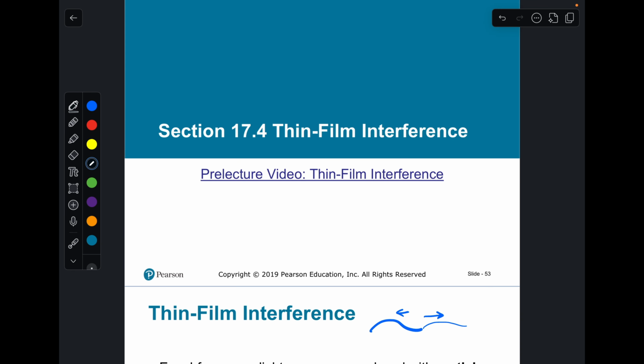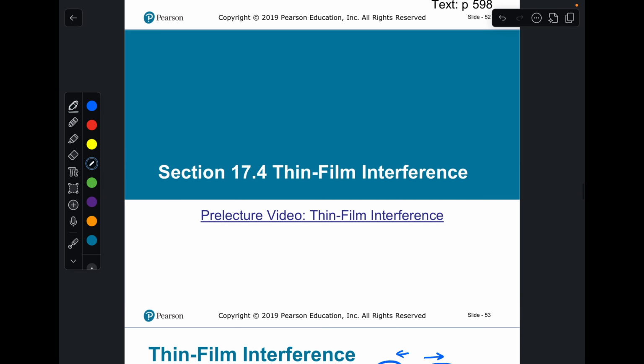So we're going to talk about another type of interference. And this one has some special rules to it, okay? This is called thin film interference.